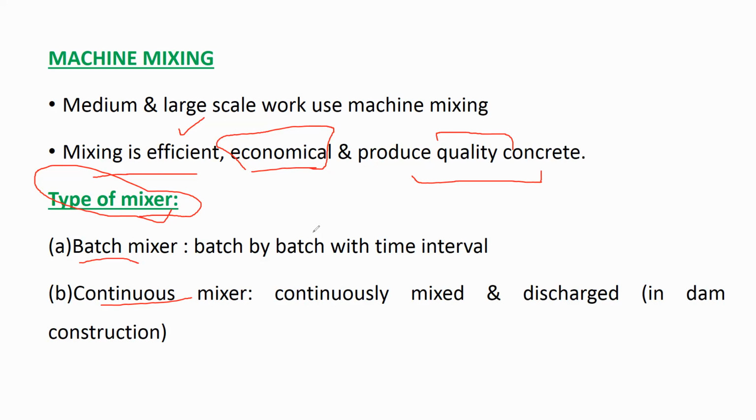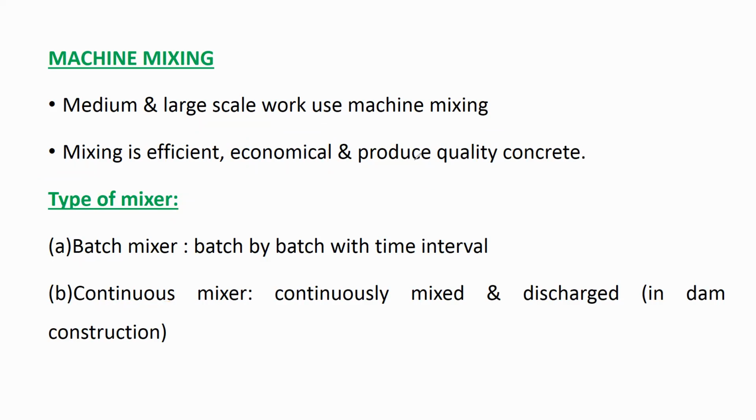From one side, you are putting all the separate ingredients. From another end, you are getting a uniformly prepared concrete. It is a continuous one, so this is called a continuous mixer. Understood the difference between batch mixer and continuous mixer? This is the difference between batch mixer and continuous mixer.